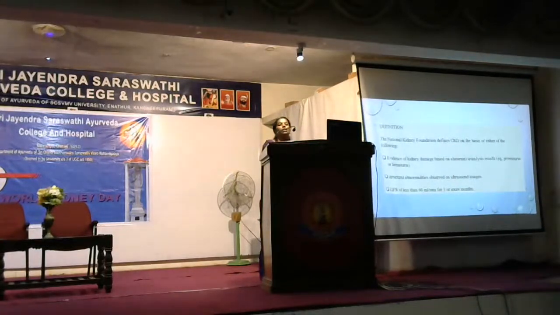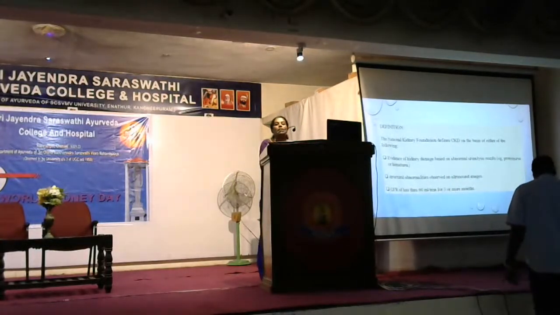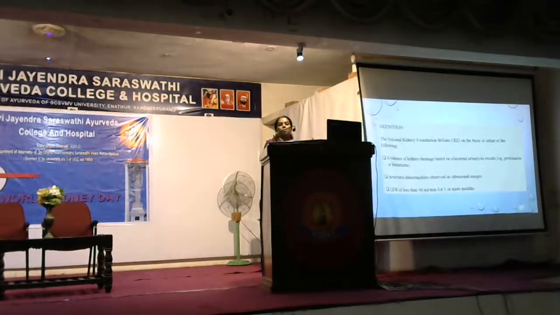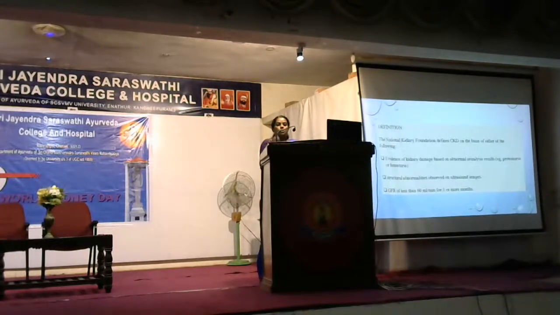Chronic kidney disease, according to the National Kidney Foundation, requires evidence of 3 parameters for diagnosis. It is the evidence of kidney damage based on abnormal urinalysis. When we examine the urine, there should be features like proteinuria and hematuria. And structural abnormalities in sonological studies, and a glomerular filtration rate less than 60 ml per minute for 3 consecutive months or more.